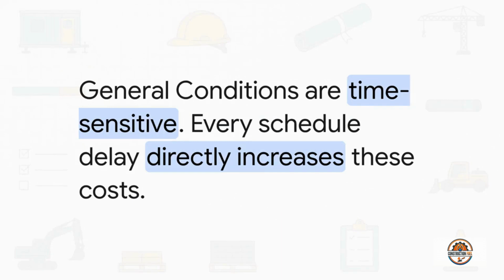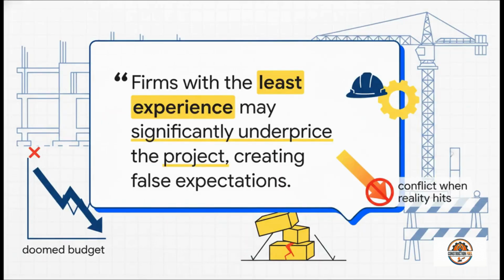Here's the key thing you have to remember. Most general conditions are tied directly to time. Your site trailer rentals, your PM's salary, security services, these are things you're paying for by the week or by the month. So any little scheduled delay automatically inflates these costs. In this world, time isn't just like money, it's a direct cost multiplier. And this quote from the AGC really highlights a huge risk: inexperience. A firm that doesn't fully get the project's complexity might underbid the general conditions just to win the job. And what does that do? It sets completely false expectations and pretty much guarantees a lot of painful conversations when reality hits.